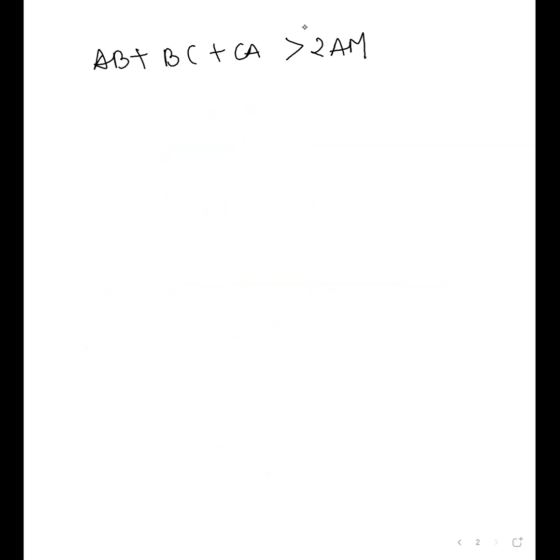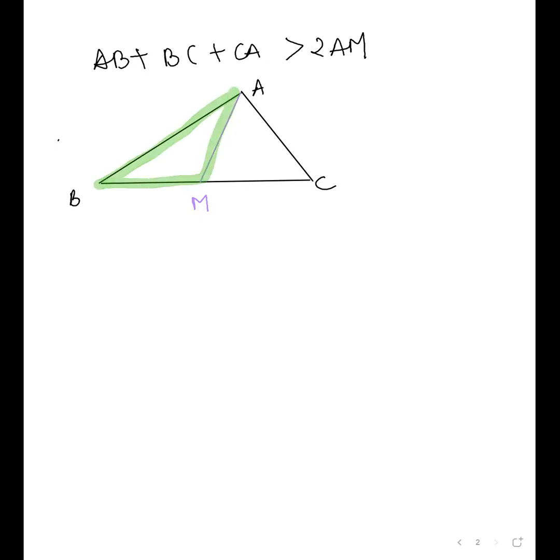Let me just draw the diagram of the triangle again. This is our median, so M in this case is a median, and this is our triangle ABC. They've even given you a hint that you have to take a look at the sides of these two triangles, the smaller triangles. This is what you're supposed to be looking at.